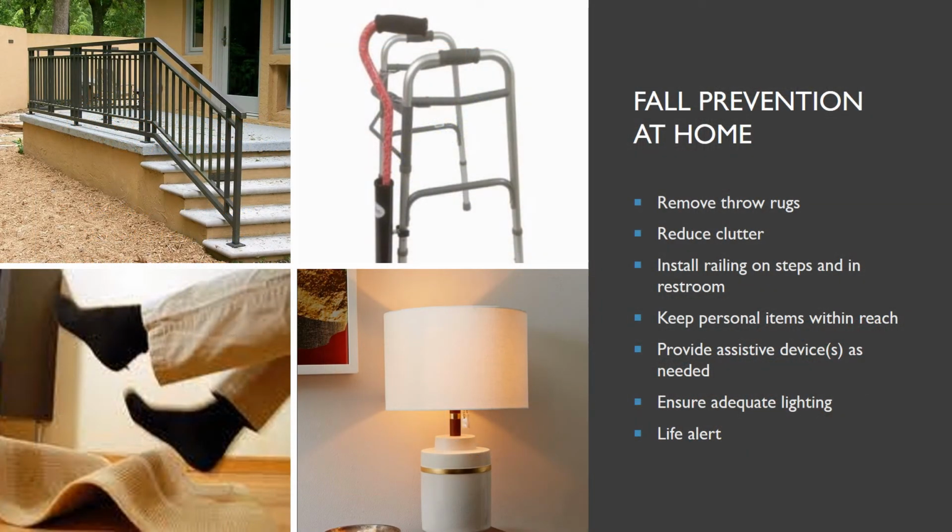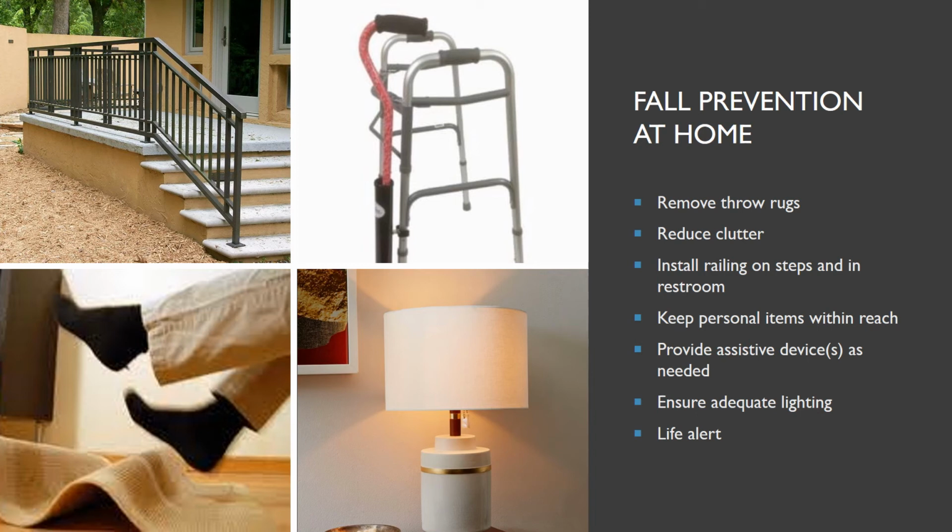The tips to preventing falls at home are the same as they are in the hospital, such as preventing clutter and keeping personal items within reach. Some other tips to preventing falls at home and to educate family and patients are removing throw rugs, installing railing on steps and in restrooms, using assistive devices as needed, ensuring adequate lighting, and another helpful tool would be to get the patient a life alert or similar necklace.